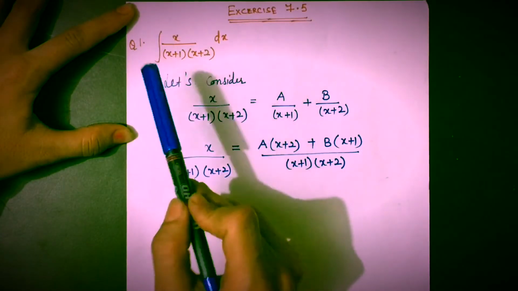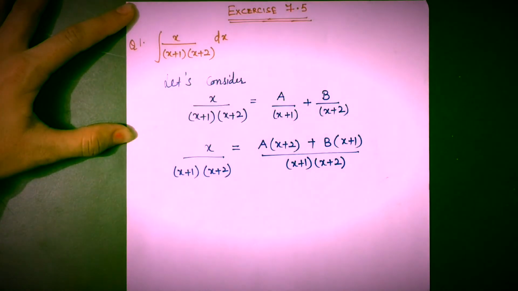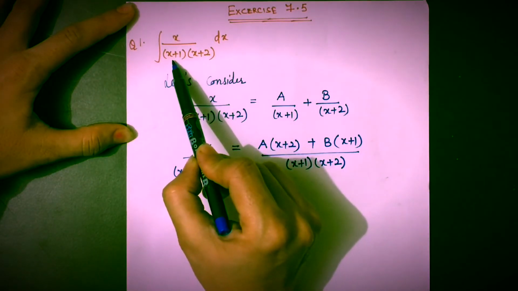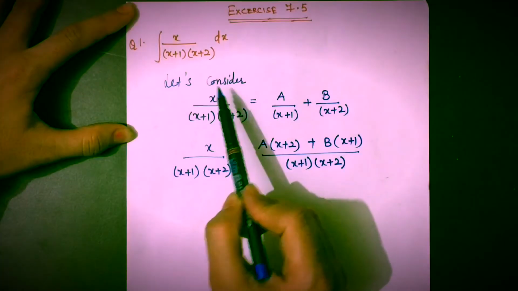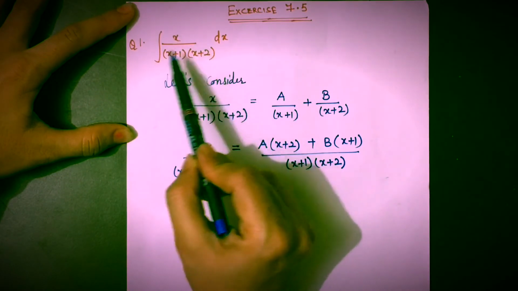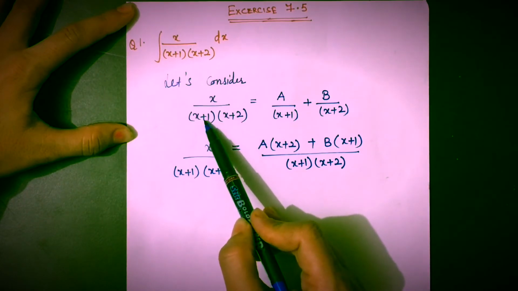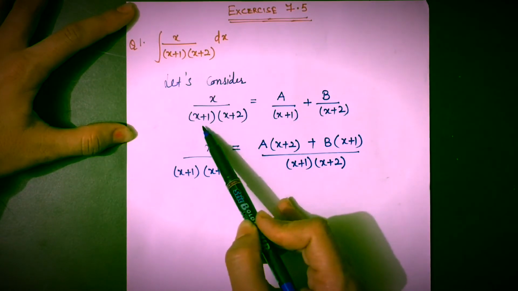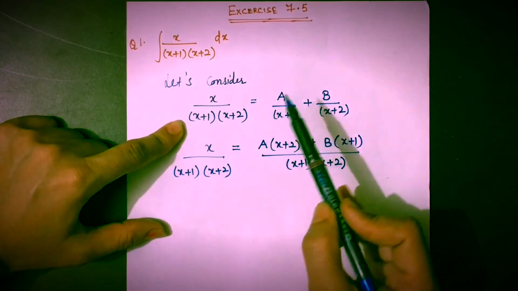In question number 1, we have to integrate x upon x plus 1 into x plus 2. For this type of question, what we see is that the denominator has two factors, that are linear and non-repeated factors. For this, let's consider this function, and we have to take only the function without the integration sign. This rational function contains two factors in the denominator. Both are linear and both are non-repeated, meaning different factors are here. For this, we have learned the rule.